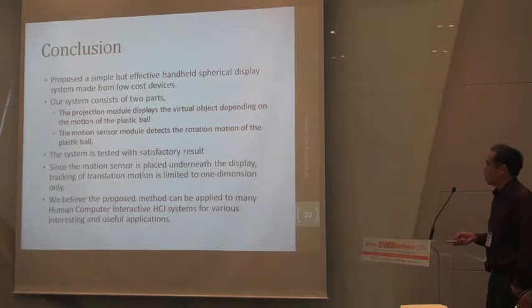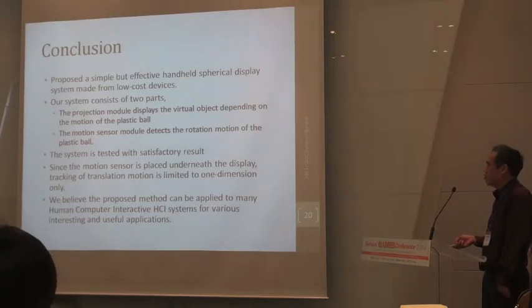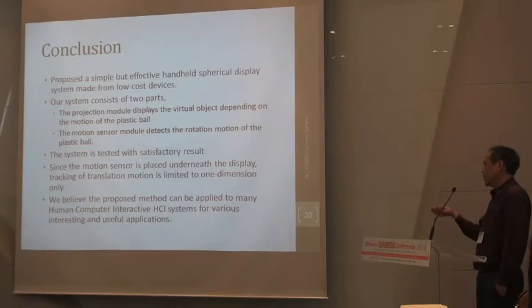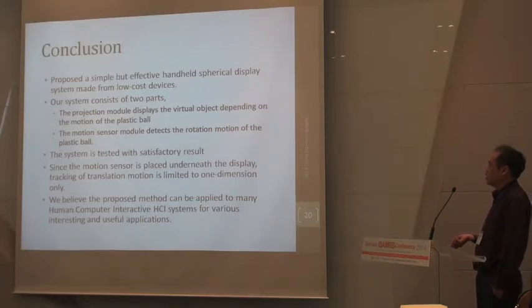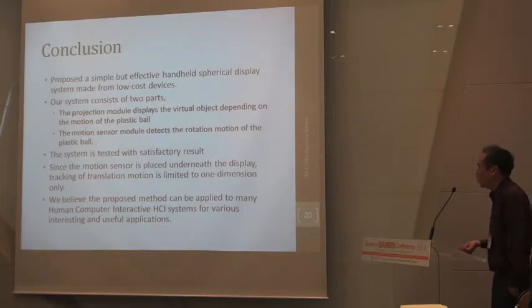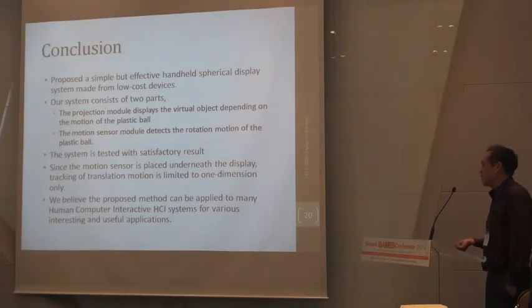Right, so here's the conclusion. We propose a simple but effective handheld spherical display system made from low-cost devices. All you need is only a laser pointer and a mouse. Our system consists of two parts: the projection module displays the virtual object depending on the motion of the plastic ball. The motion sensor detects the rotation, and then the system displays the images.